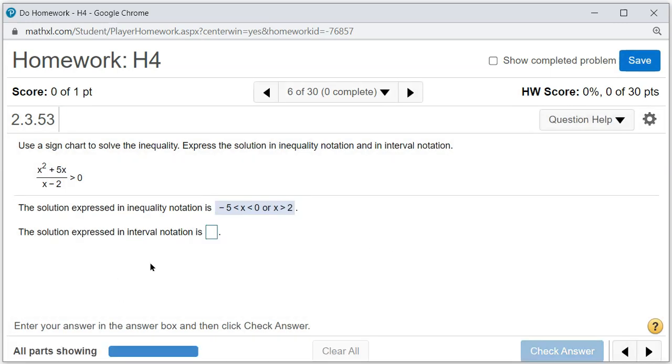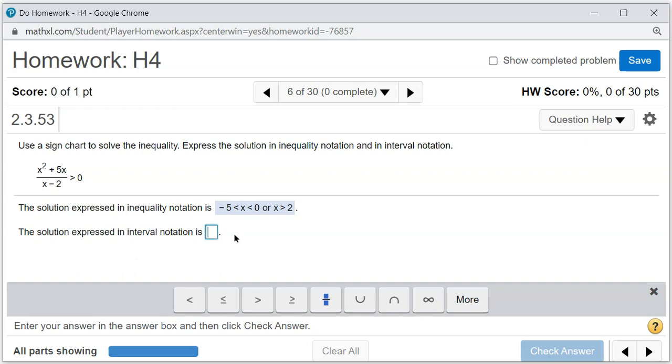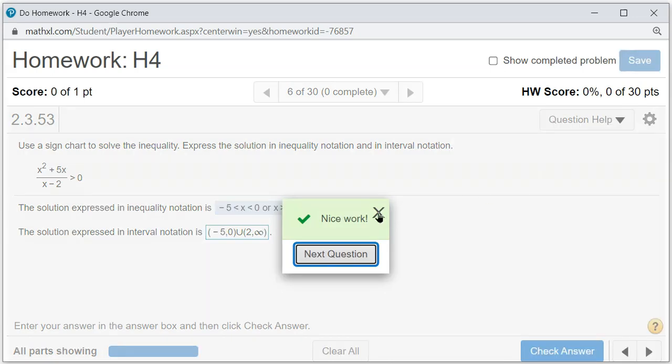The same solution expressed in interval notation: between -5 and 0, so we have that, this guy right here. And beyond 2, so you start from 2 and go all the way to infinity. When you have a strict inequality, you use parentheses, and if it's inclusive, you use square brackets. In this case, these are all exclusive, so we have all parentheses. Let's check the answer. We got that.